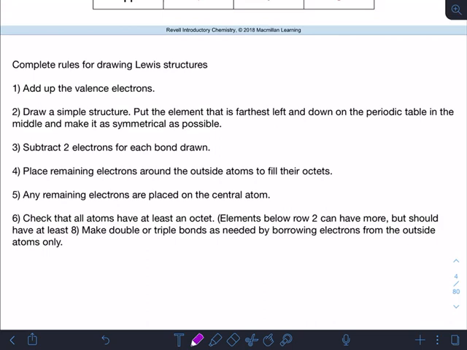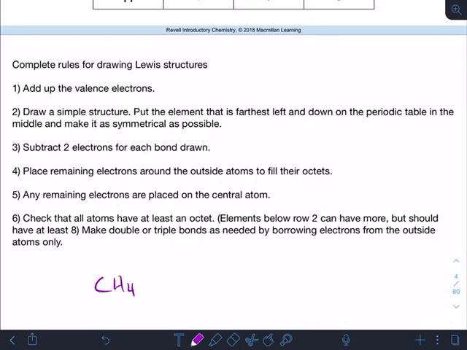So here's another place where I'd like you to pause and write down these rules somewhere that you're going to be able to find them, or copy and paste this into something else. These are the complete rules for drawing Lewis structures. If you follow these rules every time, you will get the right answer every time. So pause, make a copy, write them down, whatever you need to do. Hopefully you've got that all recorded.